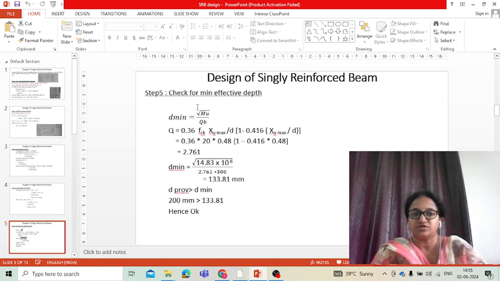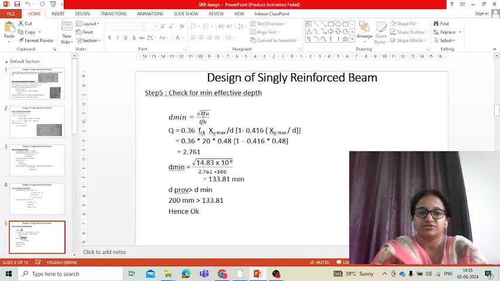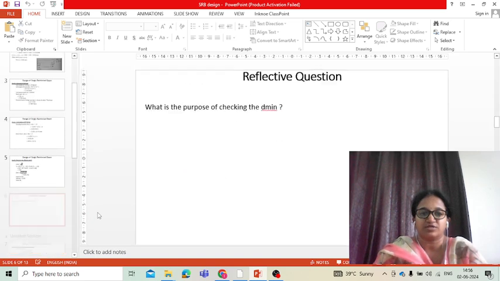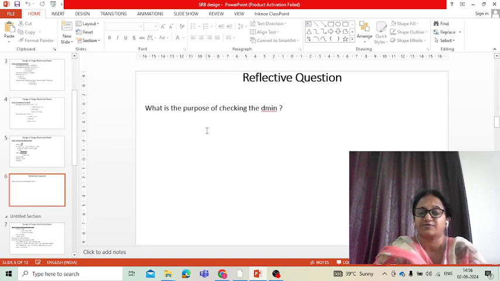Next, coming to the check for minimum effective depth. The formula is d minimum, which is the square root of Mu by Q into b. For Q there is again another formula. I have calculated the d minimum by substituting all the values which I have found earlier. With that I got the d minimum as 133.81, but the d provided is 200 mm. The d provided is more than the d minimum, so hence okay. Now coming to the next step. Before that, there is a reflective question here: what is the purpose of calculating d minimum?